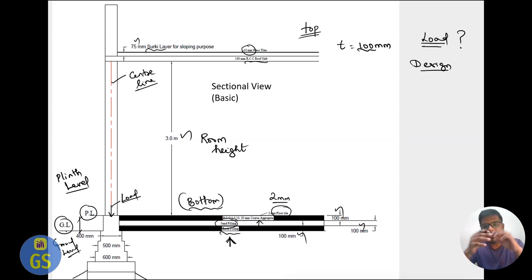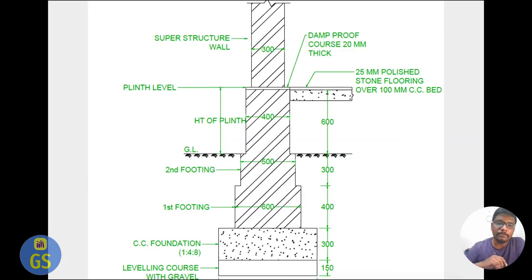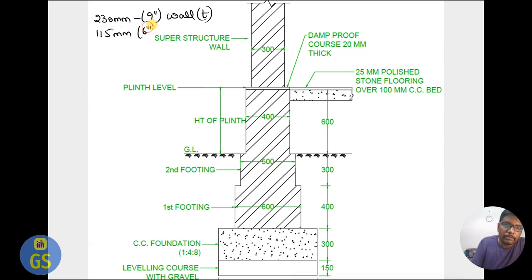Okay, so later on I'll come to the structural mechanism, how the loads will be transmitted from the building concept. Here is a clear picture of how the structural wall is done. We consider any wall thickness. Basically we take 230 mm wall thickness, that is 9 inch, or we may go for 115 mm thickness, that is a 6 inch wall.